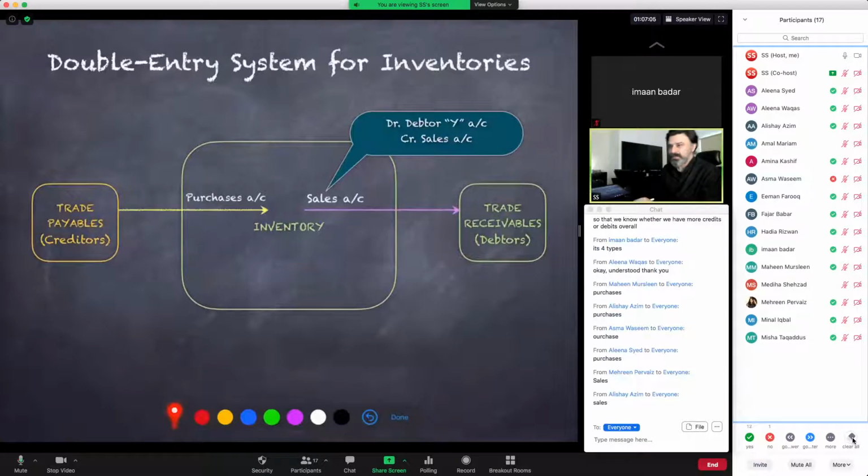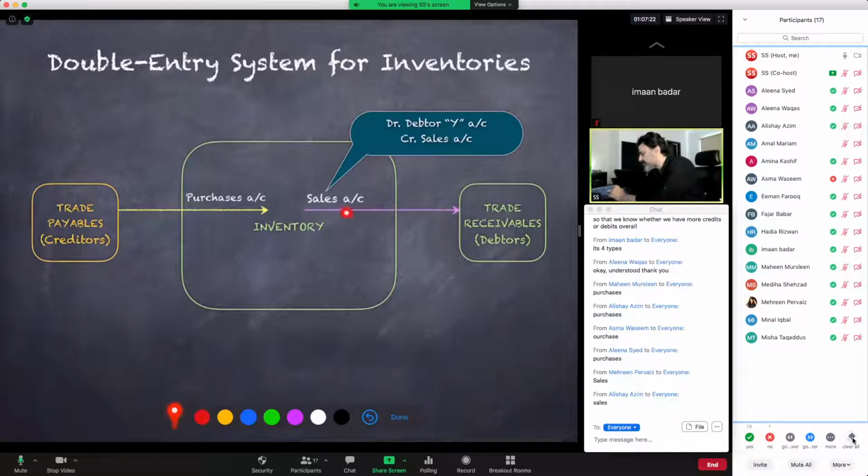Okay, Asma, we don't understand. Good. Anyone else? We don't understand that? Amal and Madiha, we understand or we don't understand? Okay, Asma. Do you agree with this?